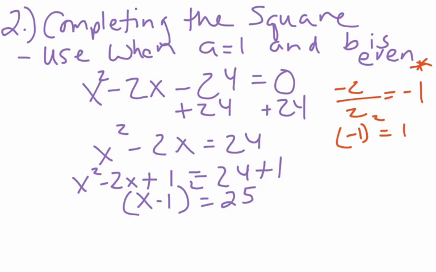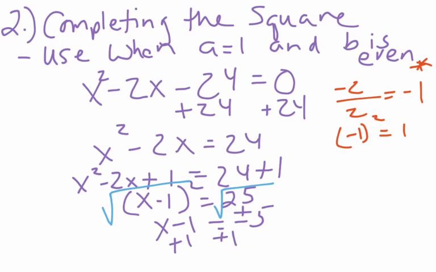Now we square root both sides. And just like in the last problem, we're looking for what squared gives us 25. And so on the right-hand side, I do end up with plus or minus 5. On the left-hand side, when I square root something squared, I'm left with what's inside. And then to get x by itself, we will add 1 to both sides.